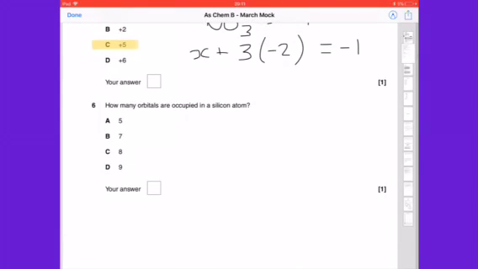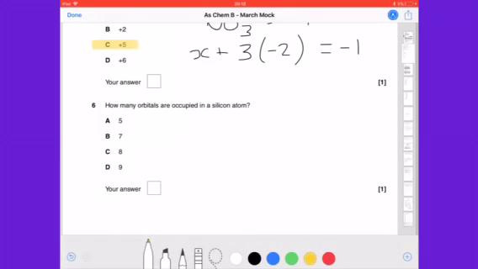Finally, how many orbitals are occupied in a silicon atom? This comes down to understanding the electron configurations of silicon and how electrons are organised in terms of orbitals. Now, the electron configuration of silicon is 1s2, 2s2, 2p6, 3s2, 3p2.